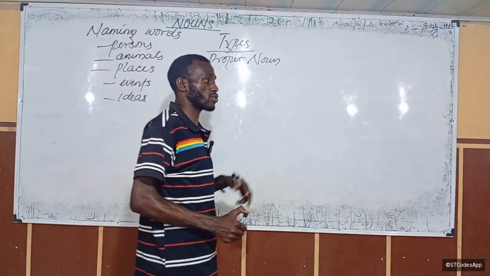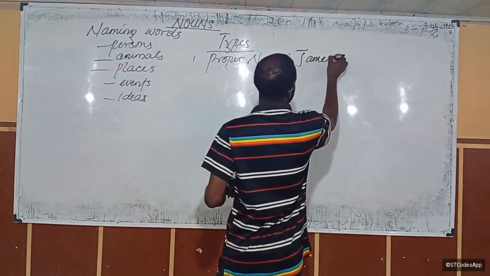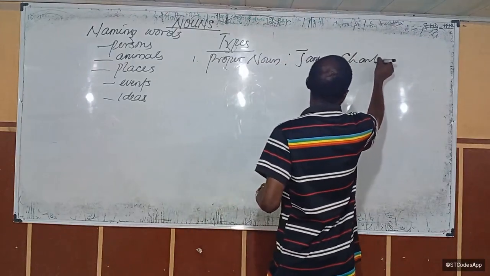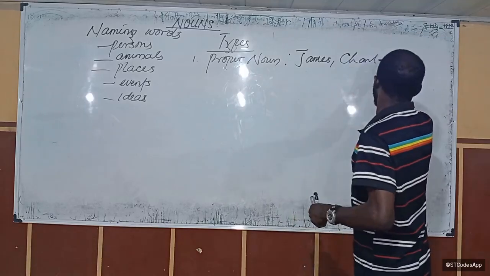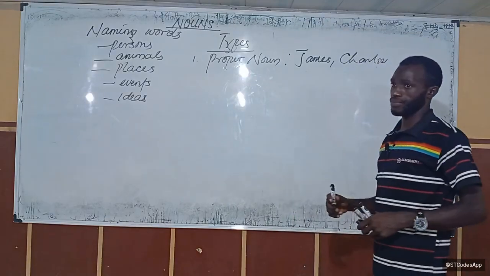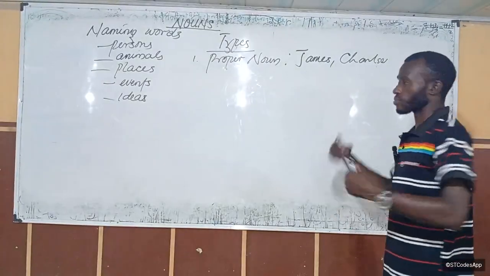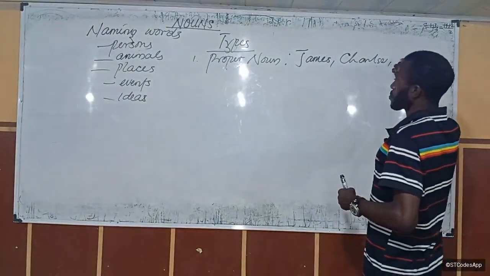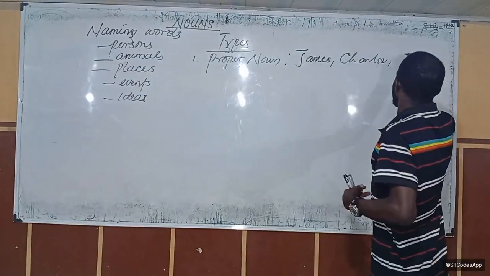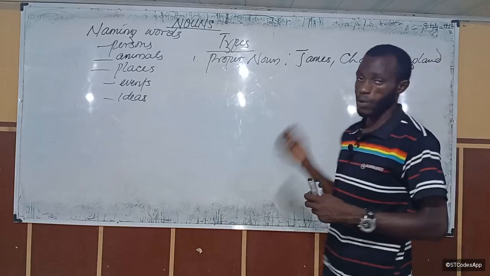So, for example, you see James, Charles, England. So these are proper nouns.